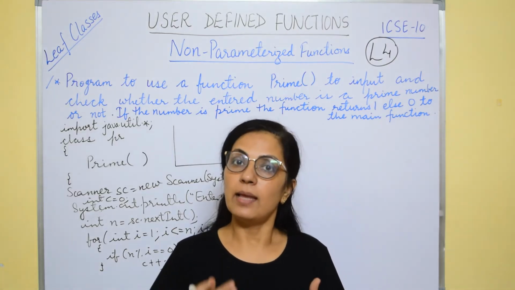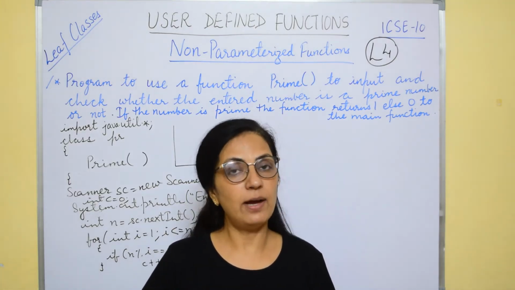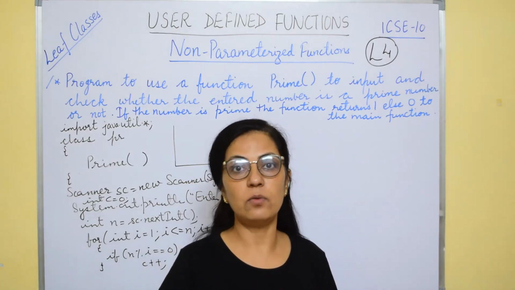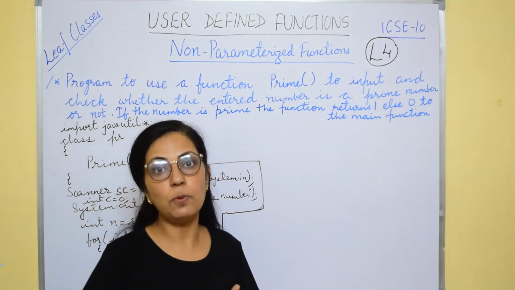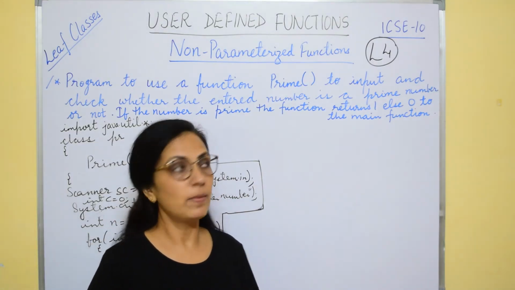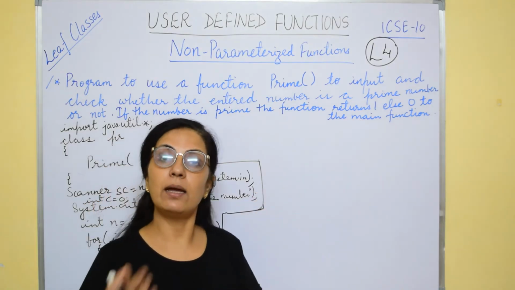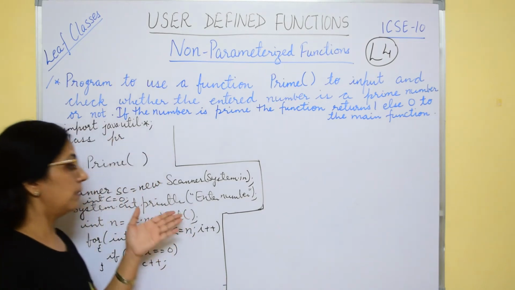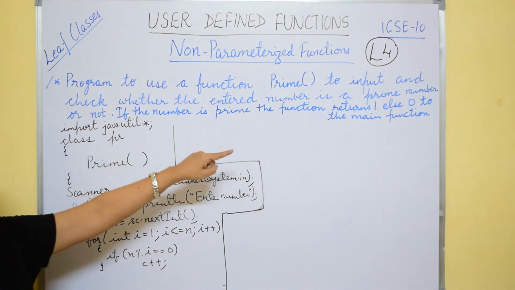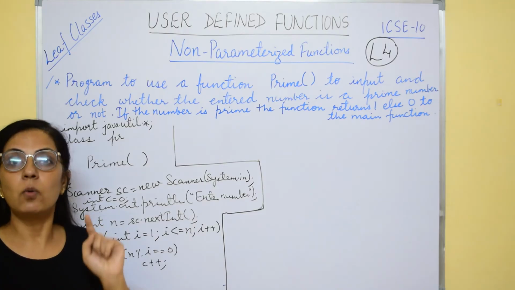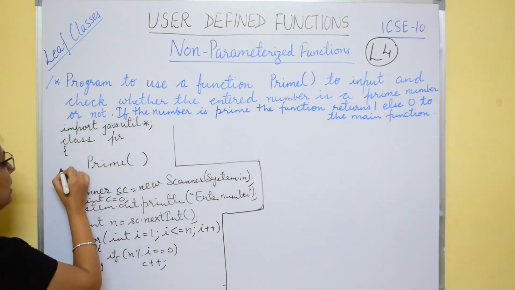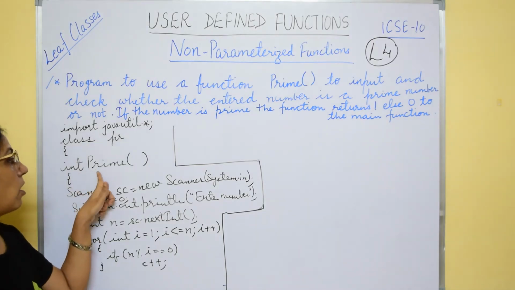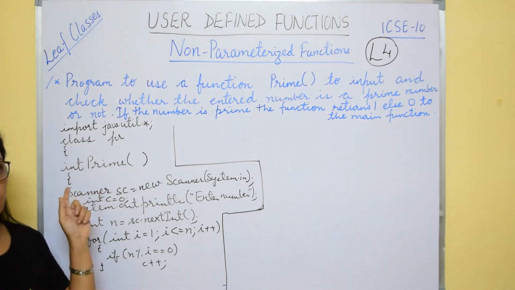So here the input will be in the prime function, checking will be in prime, it will go with a return value, and output will be displayed in the main function. If it is 1, then print it is a prime, else it is not a prime. So let's move. The same concept, same program, but it is returning 1 or 0. The data type of 1 or 0 is int, so here we are taking int, we are not writing void here, right?